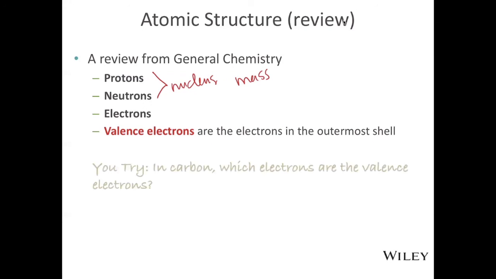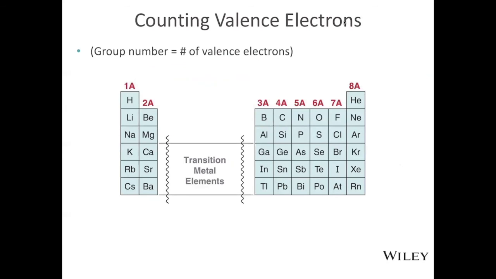So you try real quick. In carbon, which electrons are the valence electrons? So for carbon, if we look at the periodic table, it is in group 4, and so therefore it means it has 4 electrons. So the group number is equal to the number of valence electrons. I hope you recall that from general chemistry.